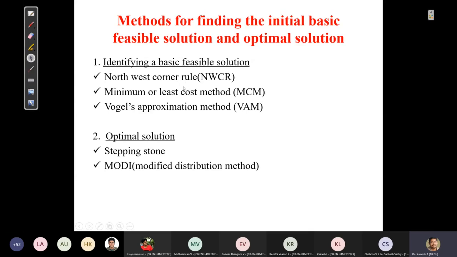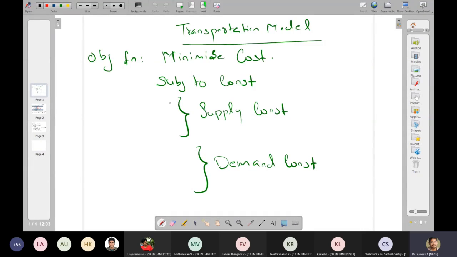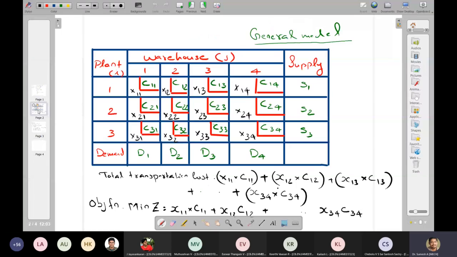If we employ Vogel's approximation method, in many cases we have seen that the solution will come near to the optimum. To check the optimality, you have the stepping stone method and the modified distribution method. We will see what these methods are. We have formulated the transportation problem, and this is how a typical transportation model will look. The cost elements, demand and supply will be known to you, and the rest you have to calculate.